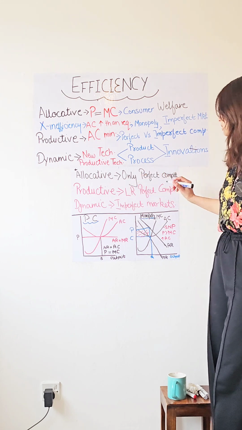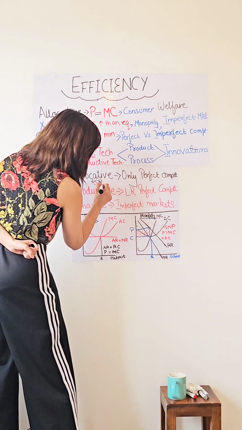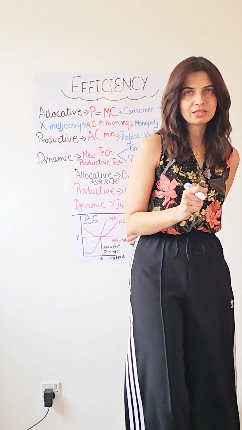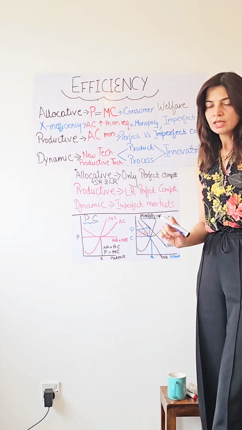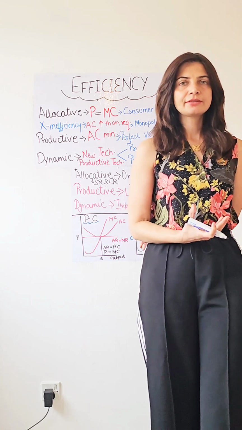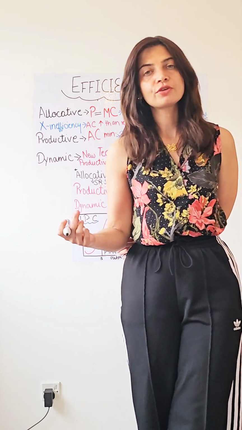But when I want to think about allocative efficiency, it will be experienced both in the short run and in the long run by a perfectly competitive market structure. What about dynamic efficiency? Now we are talking about monopolies, we are talking about oligopolies, and we understand that they are price makers, and for them supernormal profits exist.